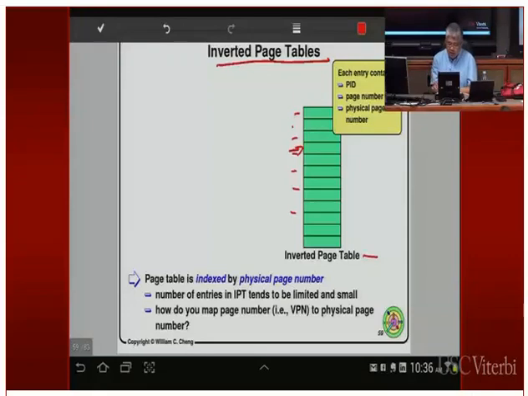Okay, so over here, every entry in this data structure is going to contain the process ID, for which process they belong to, and then the other stuff like page number and the physical page number. So this is going to be sort of the data structure, kind of like the page frame data structure, for me to store this information. So how do I use this?